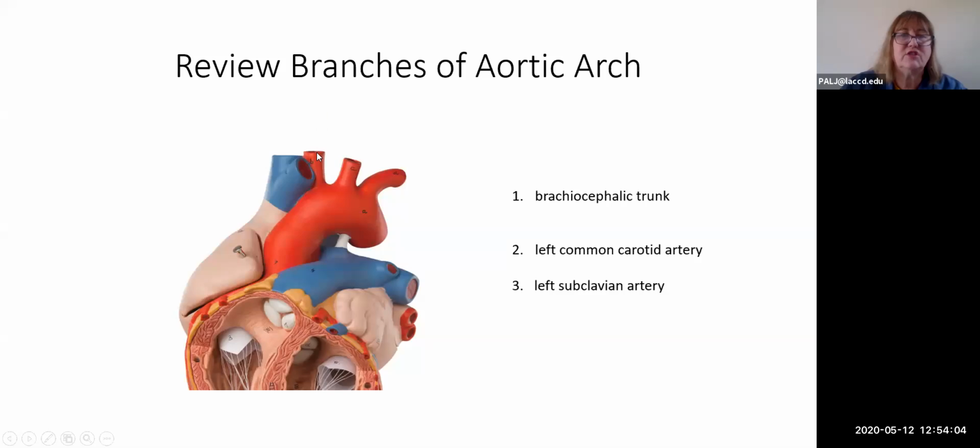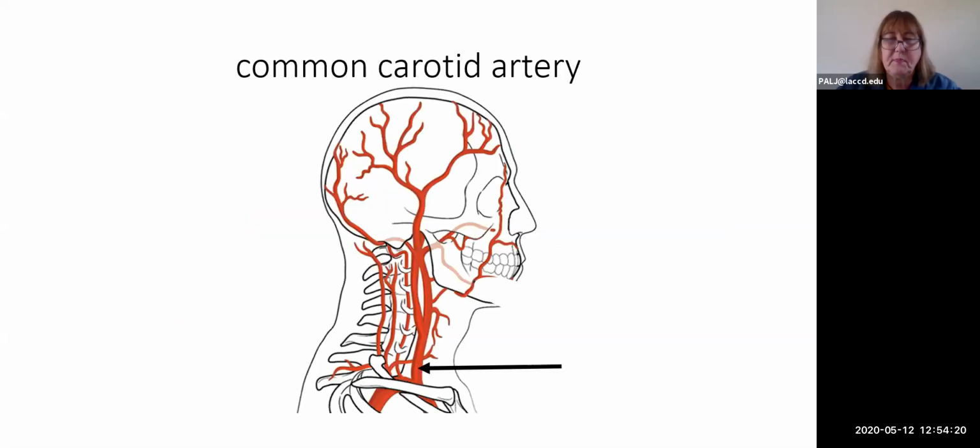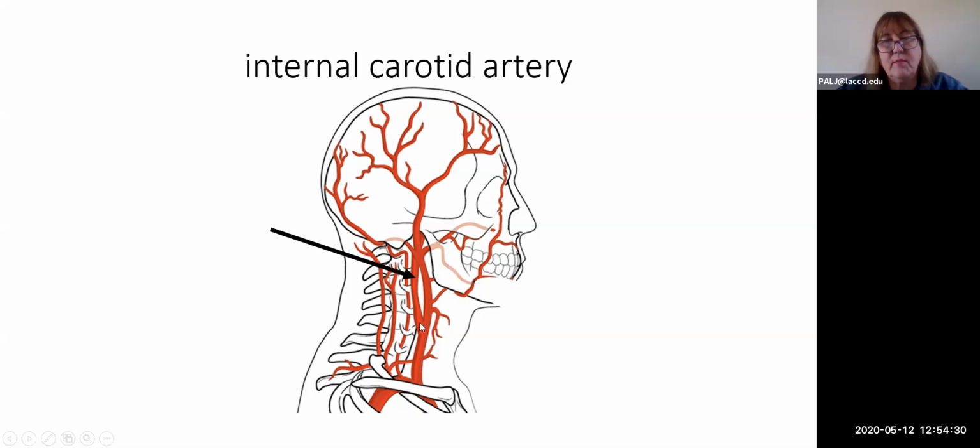And although not shown here, the brachiocephalic trunk bifurcated into a right subclavian artery, which comes in this direction, and a right common carotid artery, which continues superiorly on the side of the neck. So here is that right common carotid artery. I know it's the right because it's showing the right side. There's the right common carotid artery.